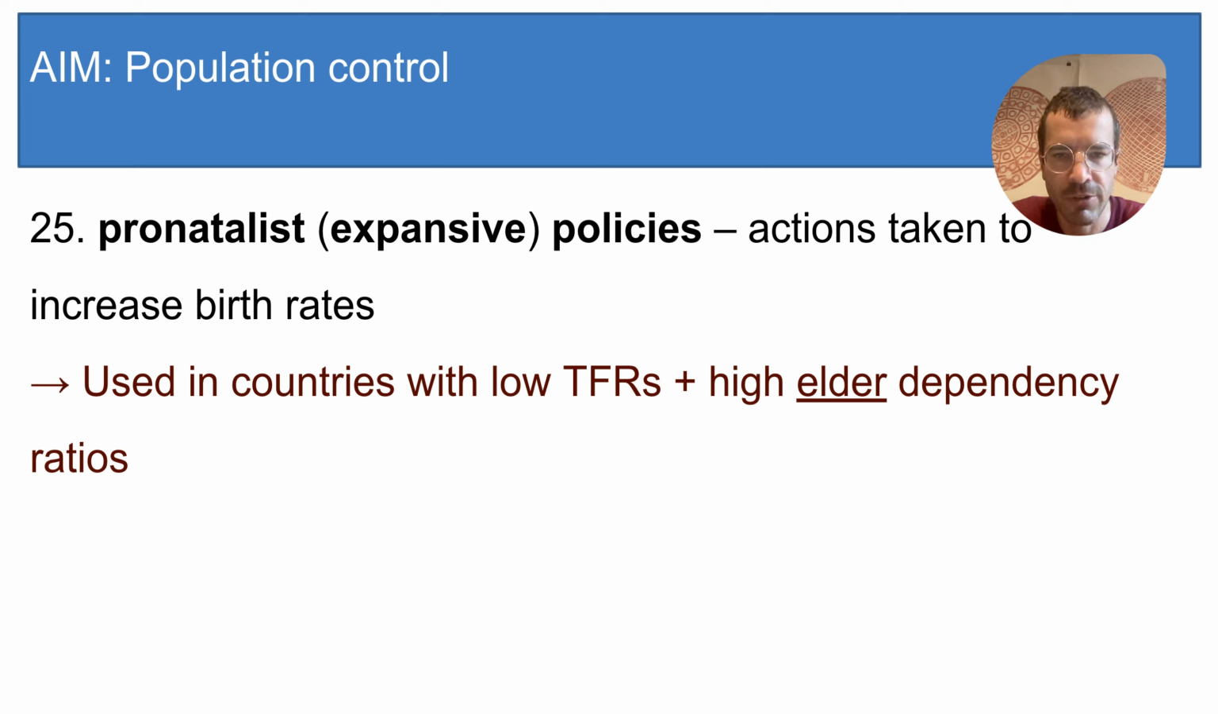Pronatalism is used in countries with low birth rates and high elder dependency ratios because these countries lack young working age people. And as you saw in the last lesson, a high elder dependency ratio can have adverse effects on a country's economy. So pronatalist policies are an attempt to address and limit those effects.